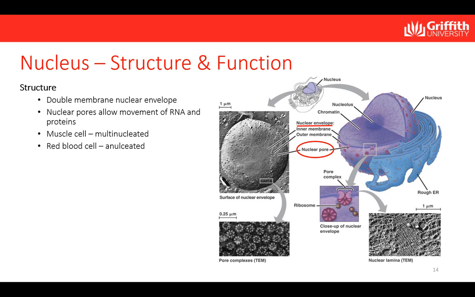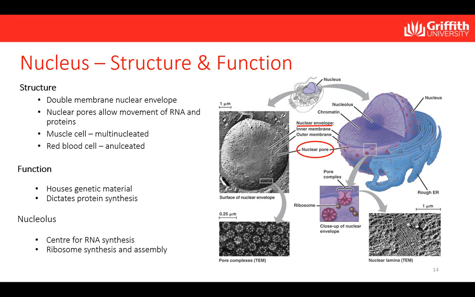Most cells have one nucleus. However, there are some exceptions. For example, the skeletal muscle cells in our body are multinucleated, while the red cells in our body are anucleated, meaning that they don't contain a nucleus at all. The primary function of the nucleus is to hold genetic material, or DNA, through which it dictates protein synthesis.